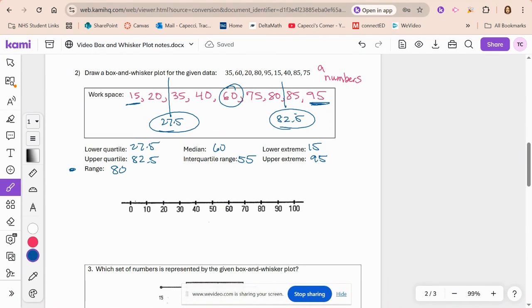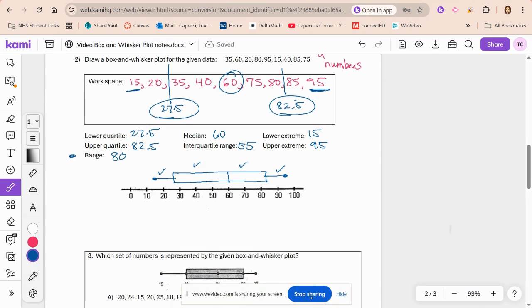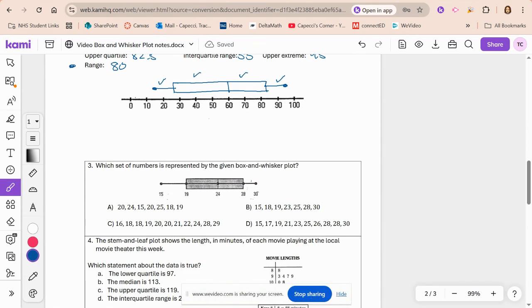Okay, so let's create our box and whisker here. I have 60 in the center, and then I have 27.5 about here, and 82.5 about here. Draw my box. And my whisker, I go up to 95. And my other whisker, I go down to 15. And that's it. Now remember, each of these little areas is worth 25% of the data.